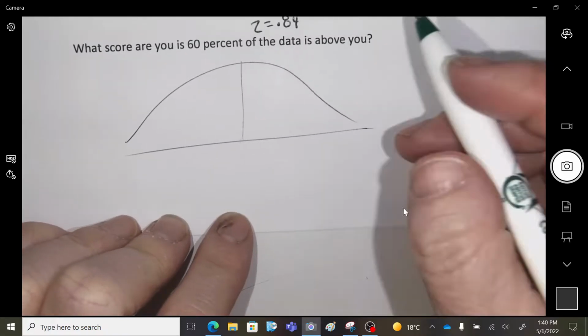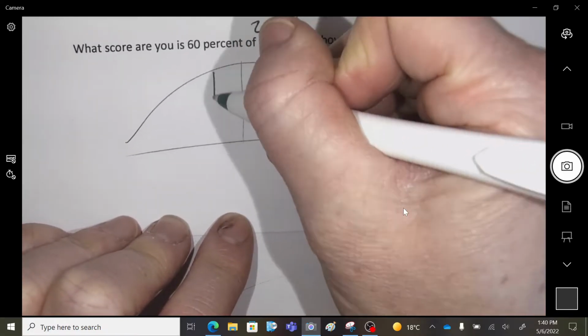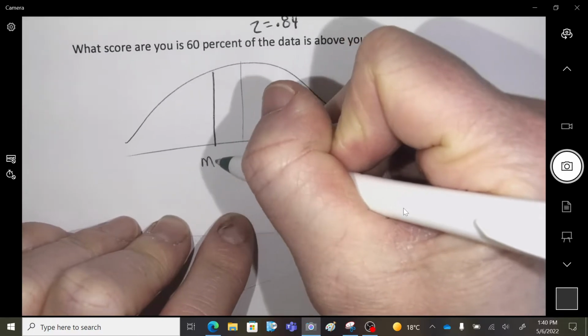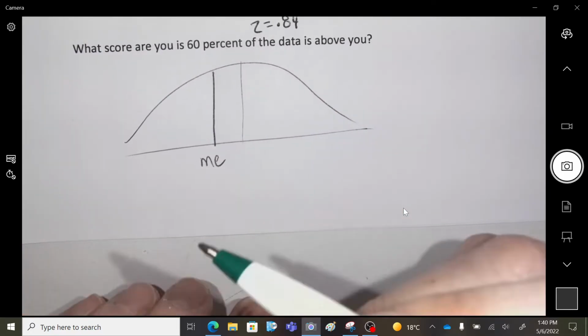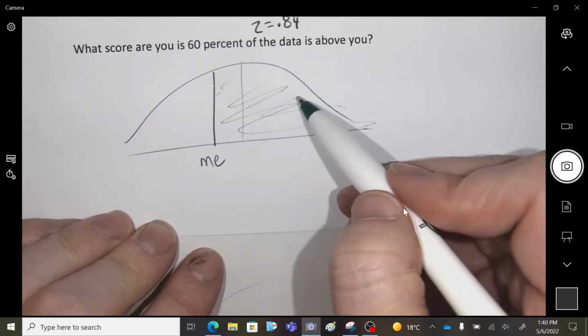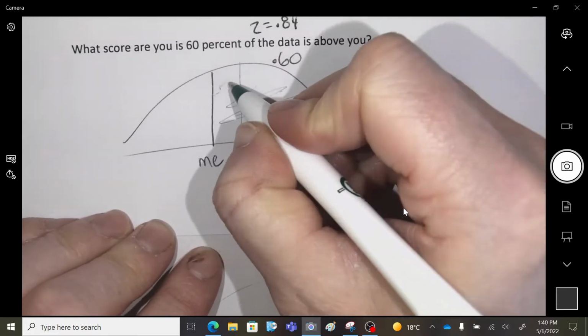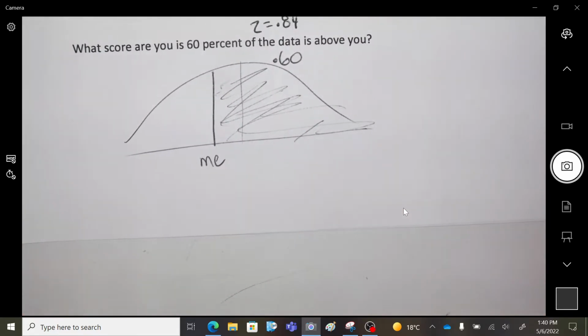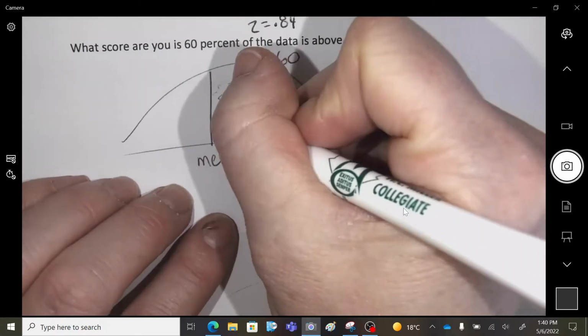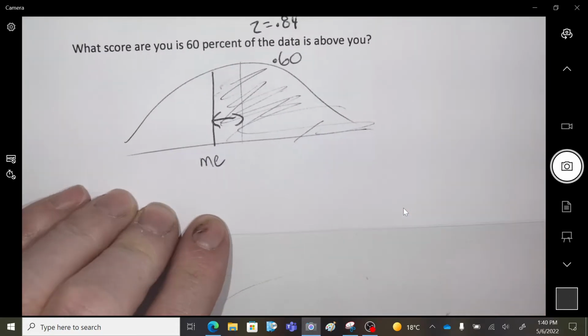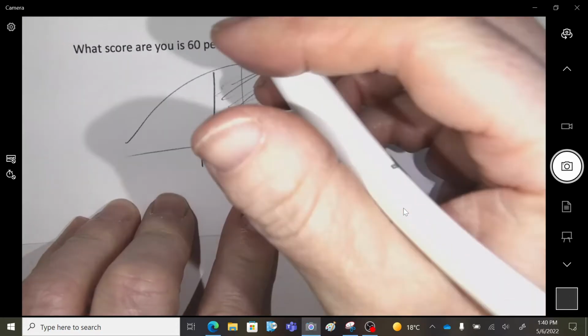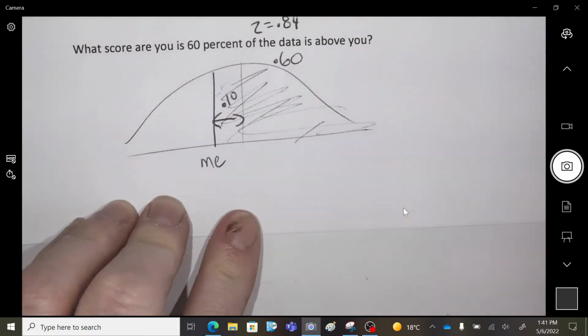60% is above you. So that's where I am. 60% of the people are above me. So my first thing is from me to the middle. What is that? How much from me to the middle? So 10% is in that zone.